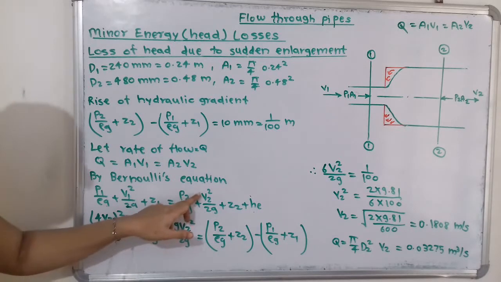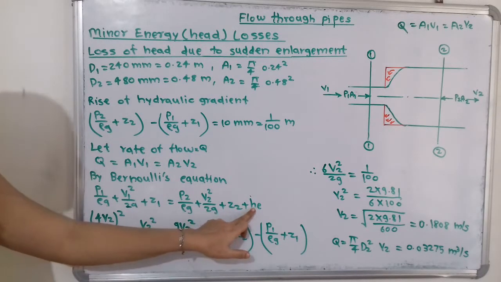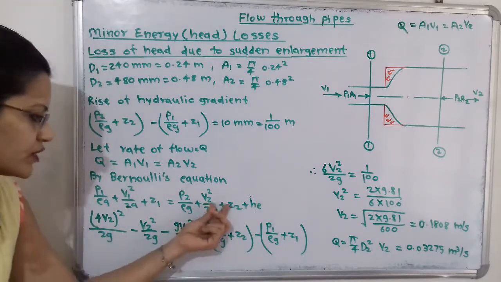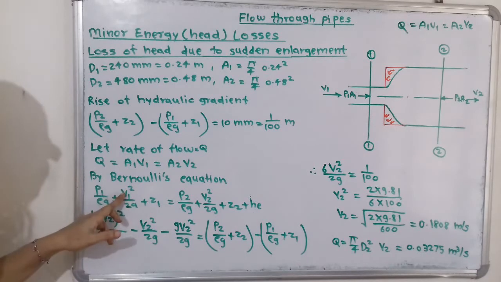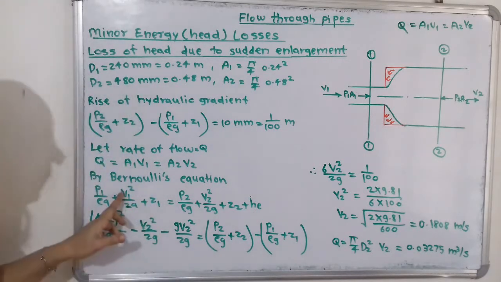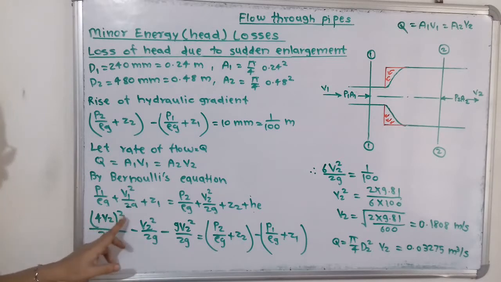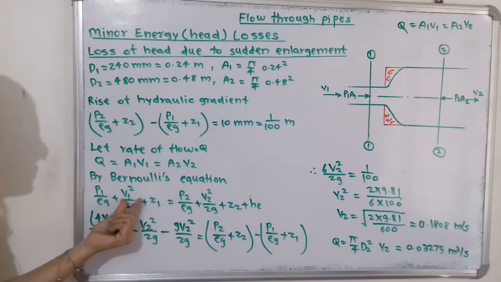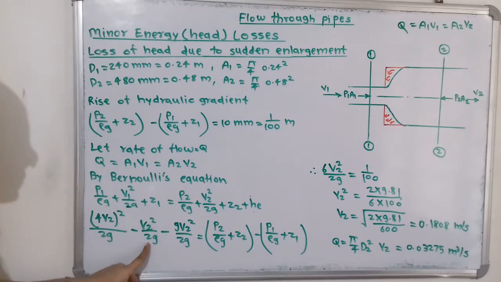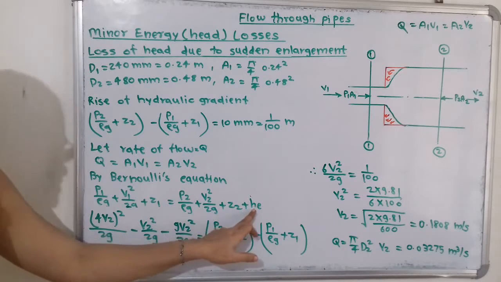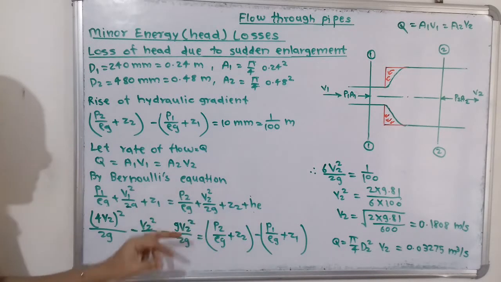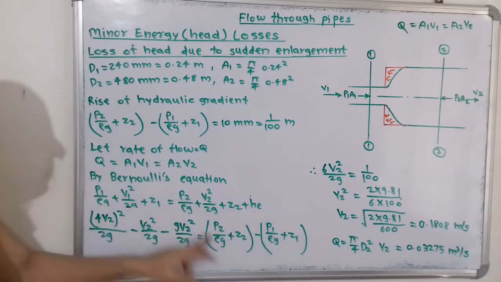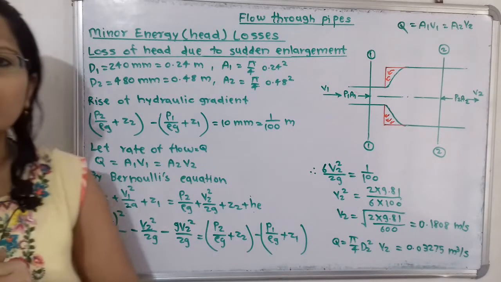Then the remaining terms, that is V2 square by 2G and HE, that is the formula for HE in terms of V2, we have to shift towards the left hand side. And V1 also we have to write in terms of V2. So what is V1? That is 4V2 bracket square by 2G minus V2 square by 2G. If we shift, this plus sign will become minus V2 square by 2G. And then HE, what is the value of HE? It will become minus 9V2 square by 2G, which is equal to, on the right hand side, 1 by 100.